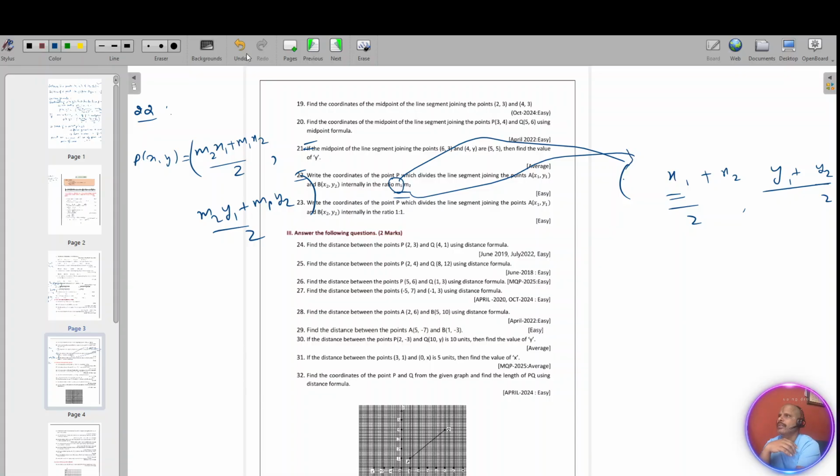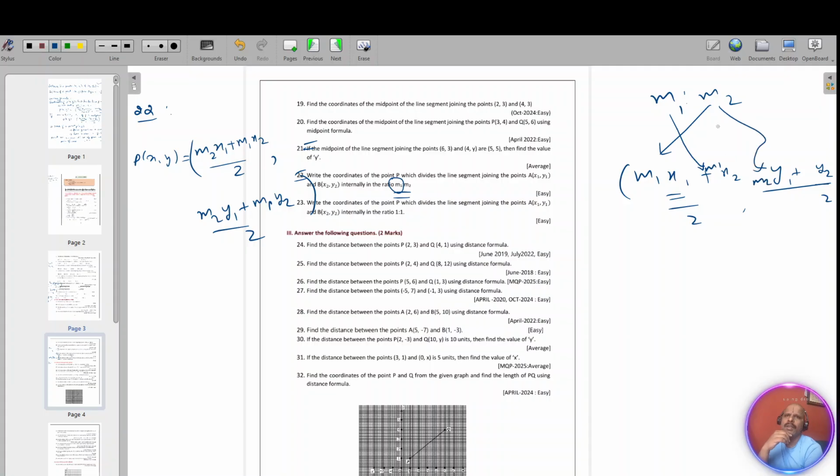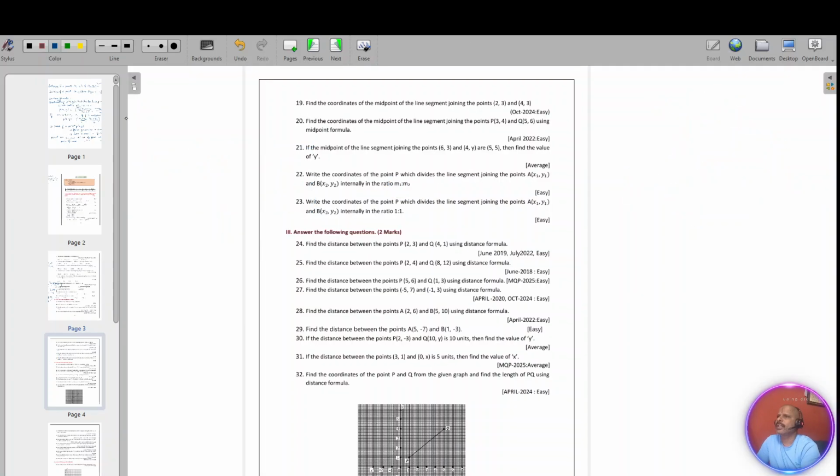I'll remove the arrows, so you will understand. So m1, m2 means m2 should come to here, m1 should come here. Similarly, m2 should come here, m1 should come here. Okay, this is how you remember. Okay, we'll move to the next question. 23rd.